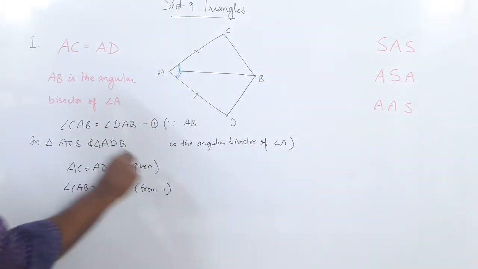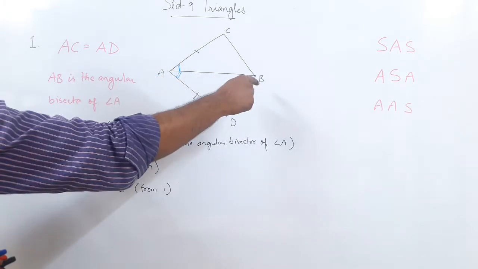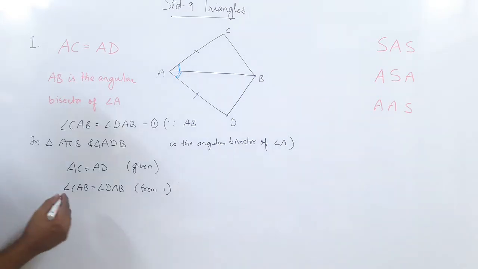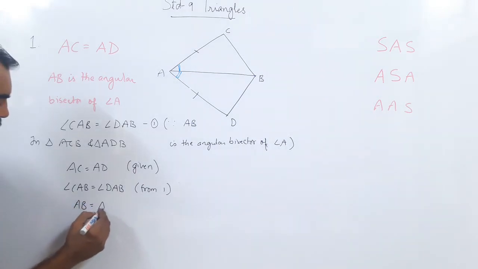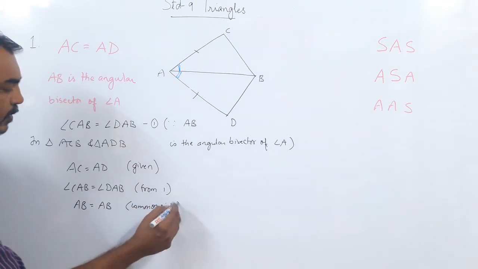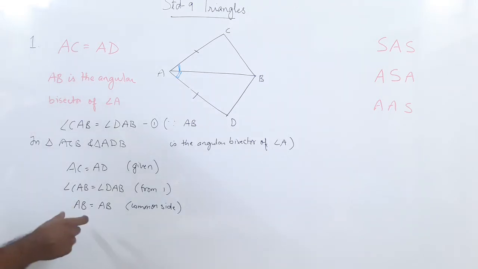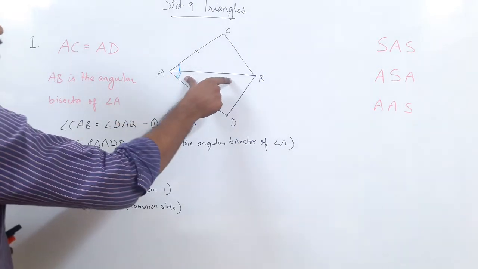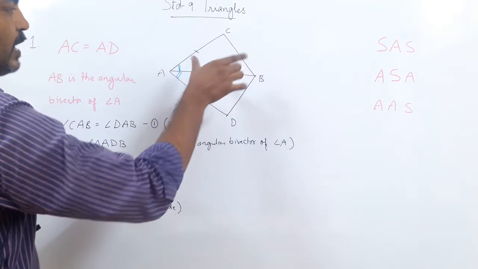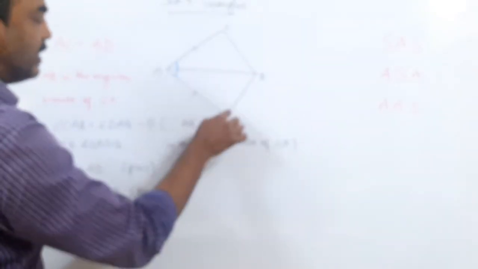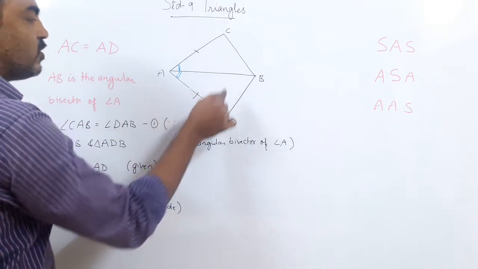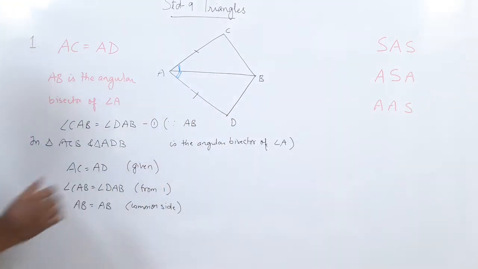AC equal to AD is given. Angle CAB equal to angle DAB, from result 1, because AB is the angular bisector, and AB equal to AB. Now what does AB equal to AB mean? Common, it is a common side. Now AB equal to AB we know, but what we are talking about here, first we are talking of this AB, which is a side of triangle ACB, or CAB. And then I am talking about AB, which is the side of triangle DAB. Because I have taken two triangles, this is the side of this triangle also, and this is the side of this triangle also. So this side will always be equal to the common side.